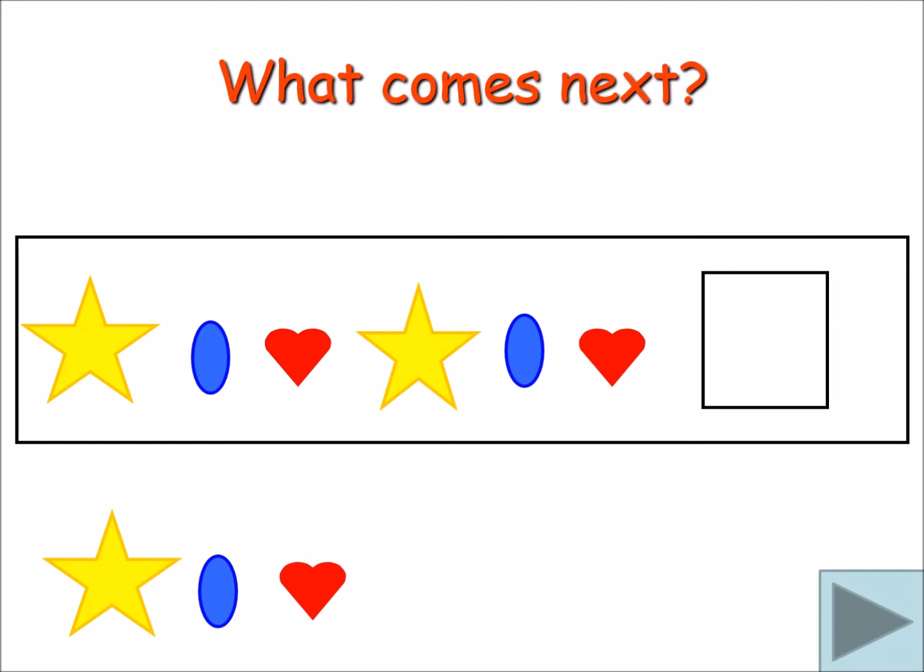This one is a little bit more challenging. There's three different shapes that repeat themselves. Yellow star, blue oval, and a red heart. Star, oval, heart, star, oval, heart. What will come next? That's right, it would be the star.